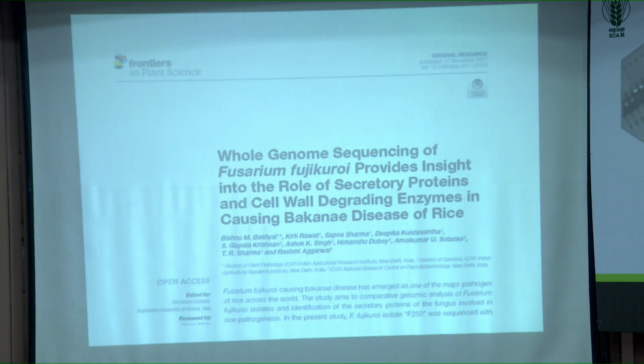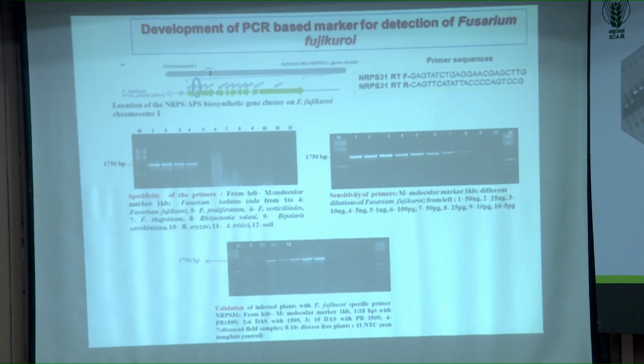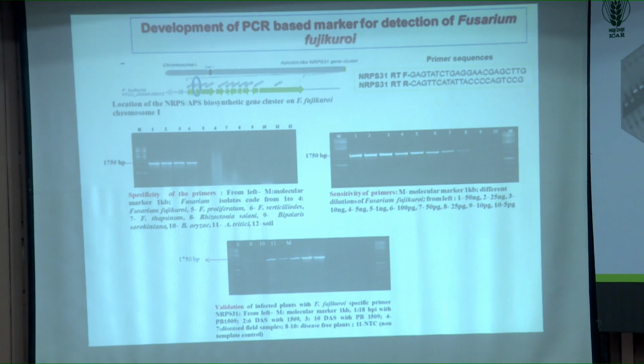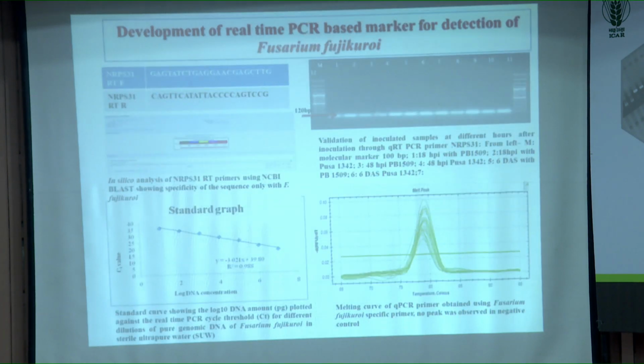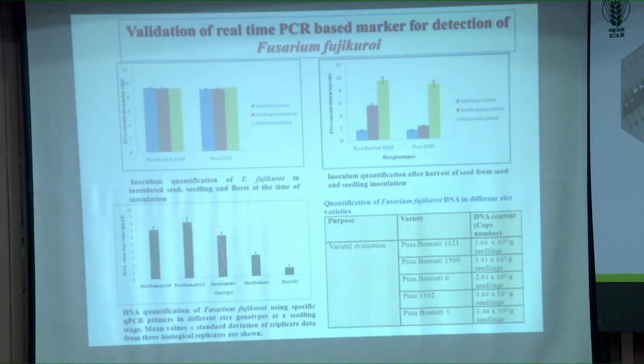So based on whole genome analysis, we identified one region, that is NRPS 31, it is highly specific for the Fusarium fusiculae. Then we have checked specificity and sensitivity also. Further it is validated in field disease samples and soils. Then this is the PCR based marker we developed. Further we modified it and developed RT-PCR based primers, which can be used for the characterization of host resistance also.